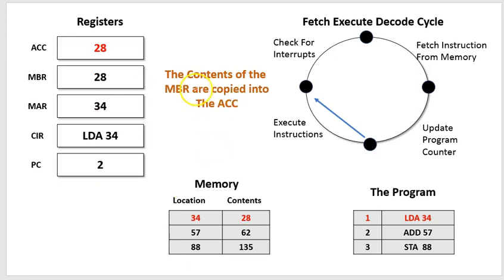Now, the contents of the MBR, the memory buffer register, are now copied into the accumulator. So now we're loading the accumulator with the contents of the memory buffer register. So that goes here like that, from the memory buffer register into 28. So that concludes the instruction itself, and you can see here that we're actually executing the instruction. So that means that the instruction is now executed.